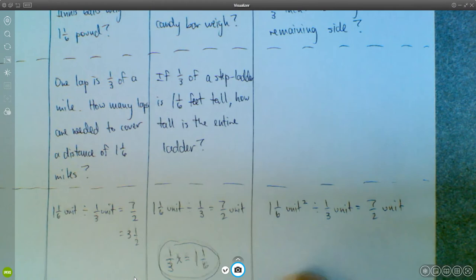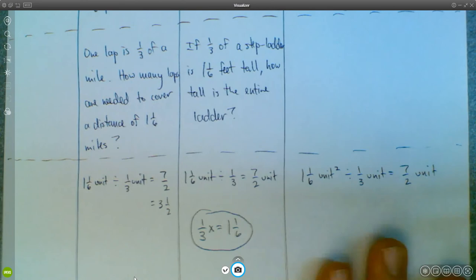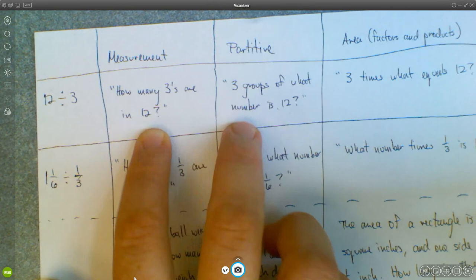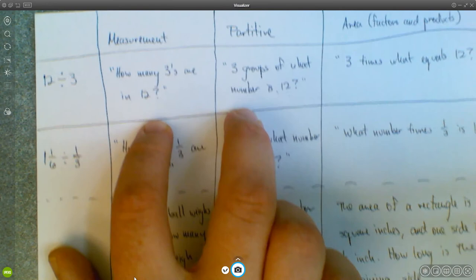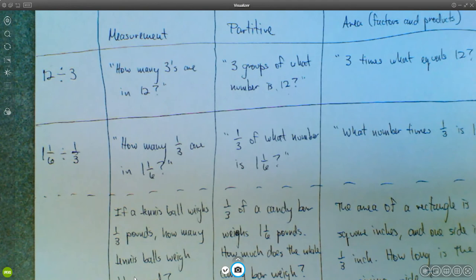I'm not really all that concerned about the area model. I'm more concerned about you being able to distinguish between the measurement model and the partitive model, because those two are really pretty different ways of looking at division, but they're equally valid, right? So on a test or a quiz, I could easily ask you to write a word problem that requires you to do 1/2 divided by 5/6 in order to solve it, using the partitive model. In that case, if you write a problem using the measurement model, I'm going to mark you down some points, because I asked for the partitive model. So I need you to understand the difference between measurement and partitive models.